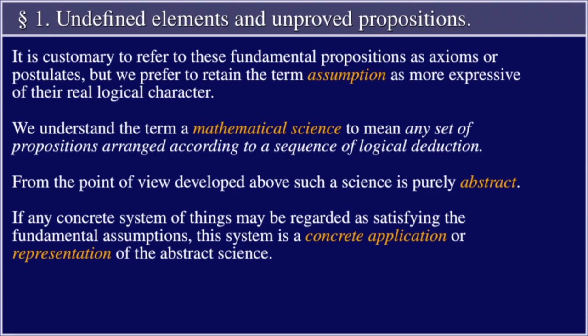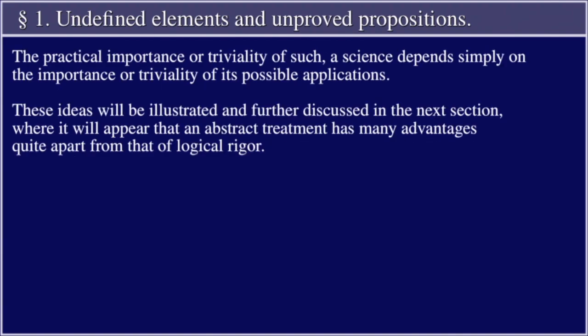We understand the term a mathematical science to mean any set of propositions arranged according to a sequence of logical deduction. From the point of view developed above, such a science is purely abstract. If any concrete system of things may be regarded as satisfying the fundamental assumptions, this system is a concrete application or representation of the abstract science. The practical importance or triviality of such a science depends simply on the importance or triviality of its possible applications.